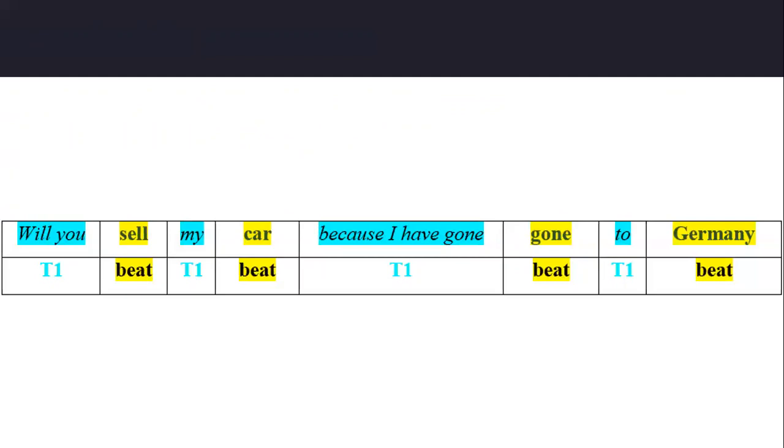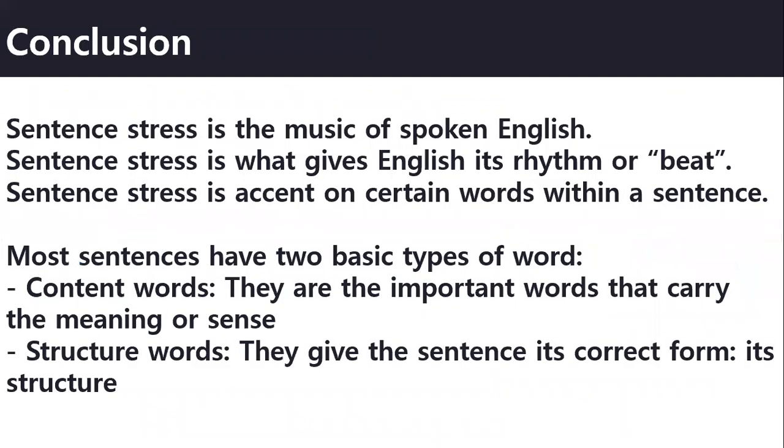They are the 4 keywords that provide the information about the sentence, and they should be the words that are stressed. So, sentence stress is the music of spoken English. Similar to word stress, sentence stress can help you understand native speakers, even the ones who talk fast. Sentence stress is what gives English its rhythm or beat. As we have already established, word stress is one syllable that is louder and stronger within a word. Thus, sentence stress is accent on certain words within a sentence.